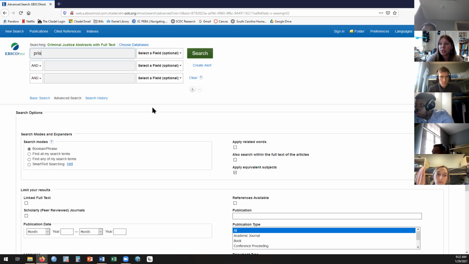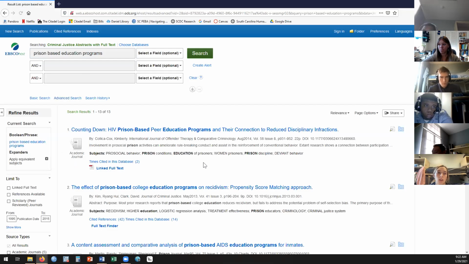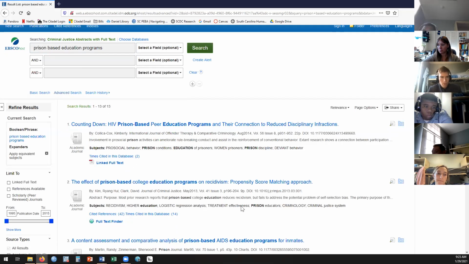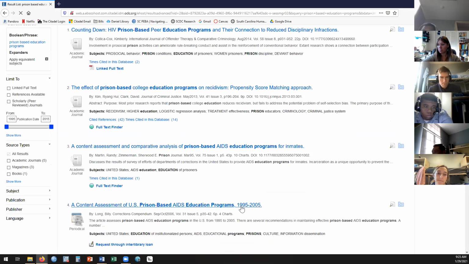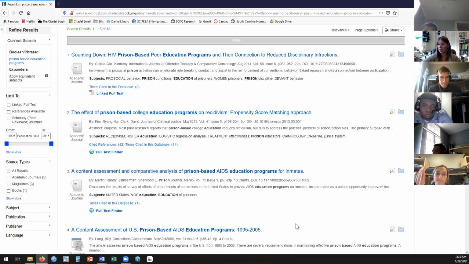All right, so let's just start with this. Okay. Looking at articles 1 through 4, which ones can we use? Two. Yes, 2 is perfect. It also has our little magic word, propensity score matching. What about number 1?